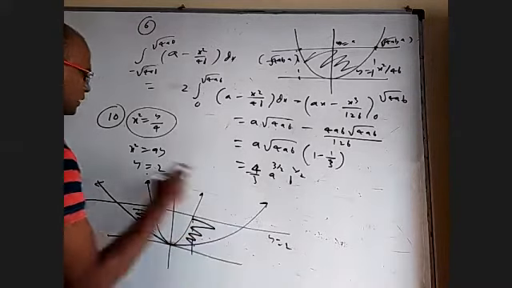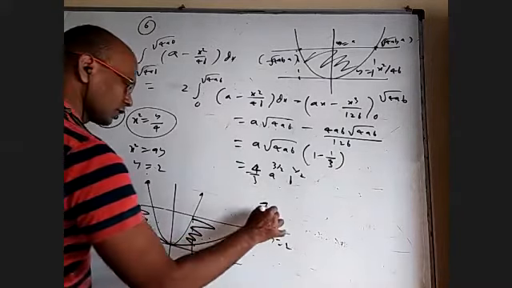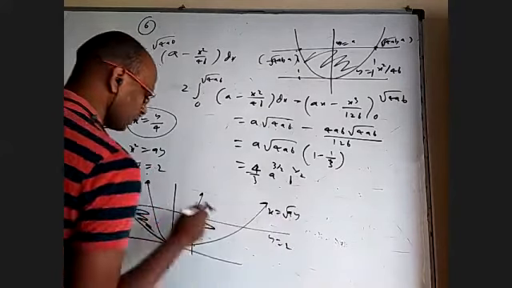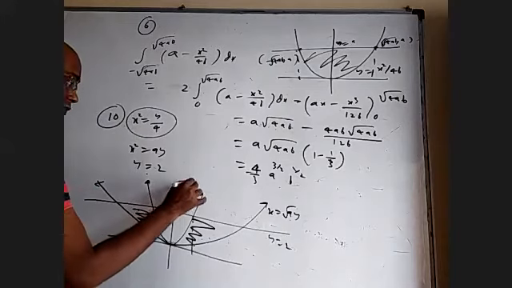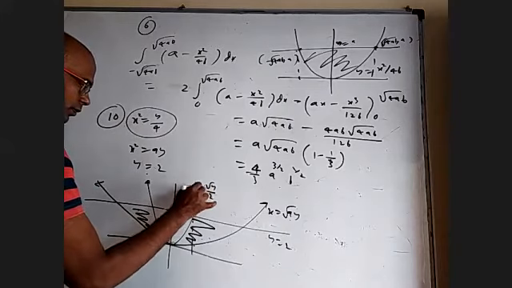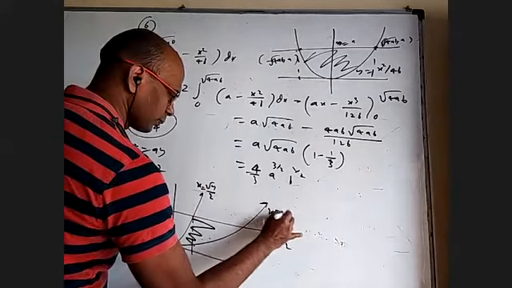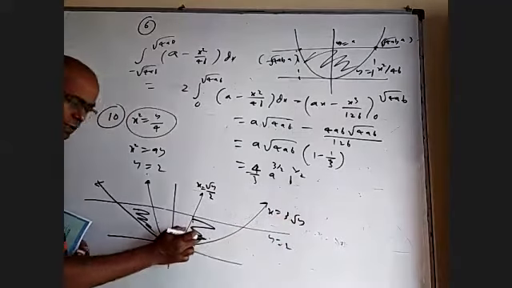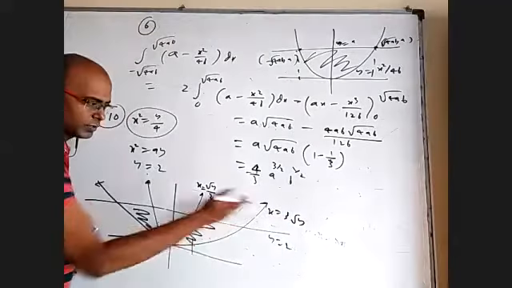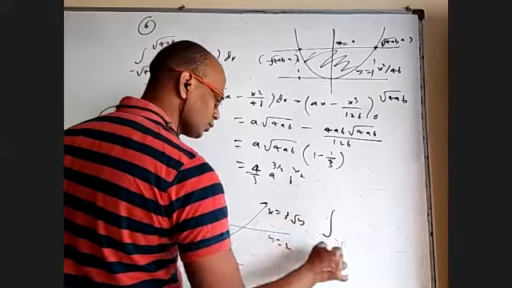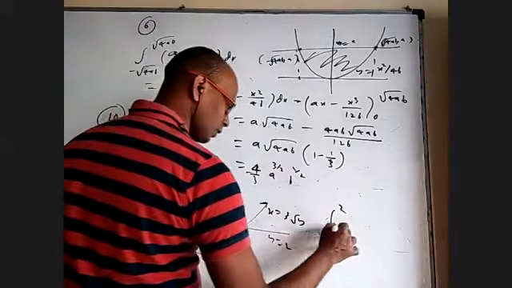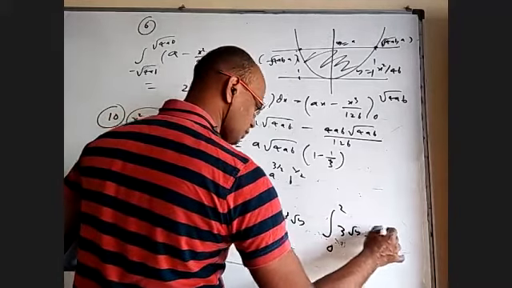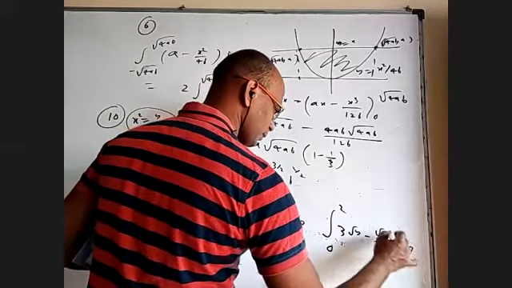But what is this? x is root 9y. This is x equal to root 9y. And what is this? x is equal to root y by 2. This is 3 root y. So if you want only this area, only the right curves are this. So I can write integral 0 to 2 of y values, but write x in terms of y: 3 root y minus root y by 2 dy.